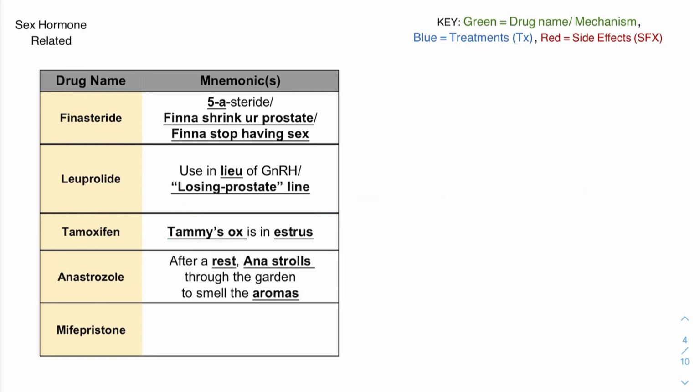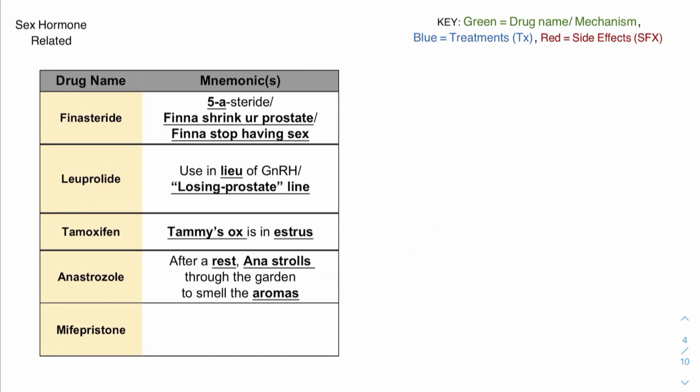Next up is Anastrazole. And the sentence for this one is that after a rest, Anna strolls through the garden to smell the aromas. Anna strolls for Anastrazole, goes through the garden to smell the aromas. It is an aromatase inhibitor. And additionally, rest here is going to be breast. So one of the things it treats is breast cancer. So yeah, after a rest, Anna strolls through the garden to smell the aromas.